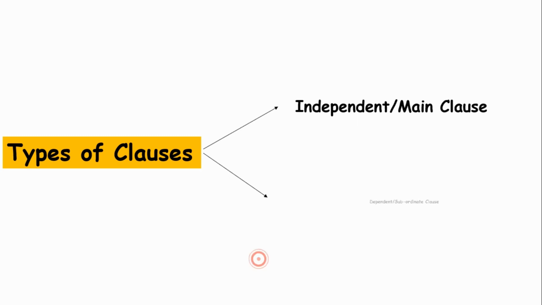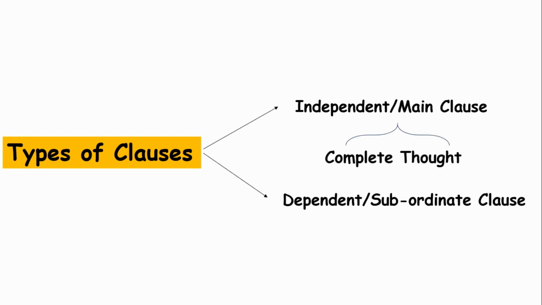So, types of clauses, let us see. Only two: independent or main clause, which is also called principal clause, and dependent or subordinate clause. These are the two types of clauses we have. An independent clause has complete thought. It conveys complete thought to us, whereas a dependent clause is not complete in its thought. It doesn't convey a complete thought. That's the main difference between independent and dependent clauses.